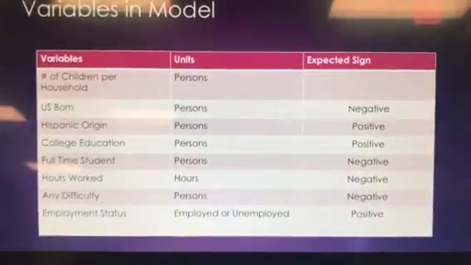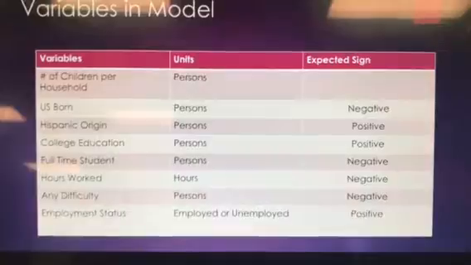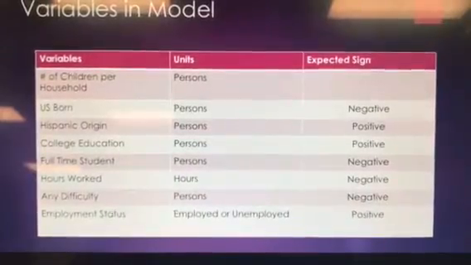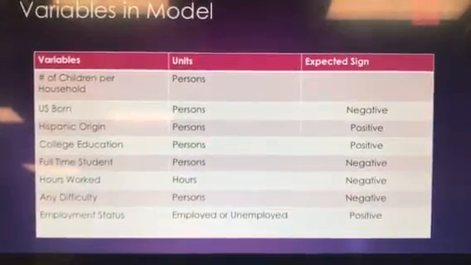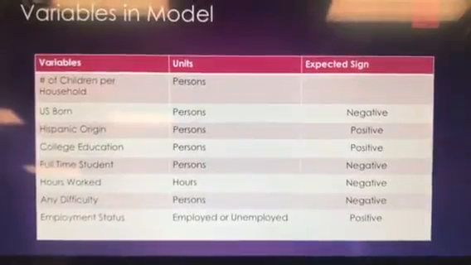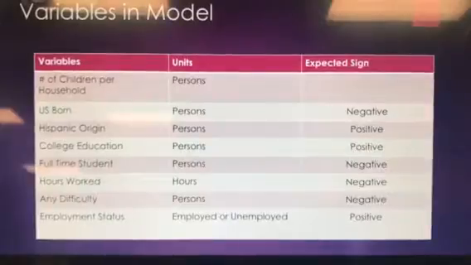Our next independent variable is hours worked. This unit is in hours, and what this means is for every 1% increase in hours worked, there is a negative expected sign for the number of children in a household.